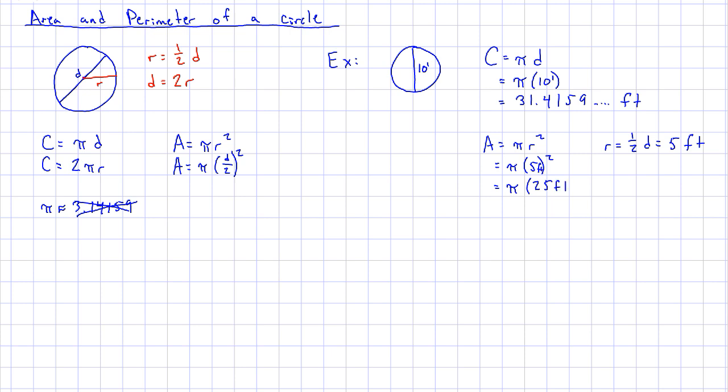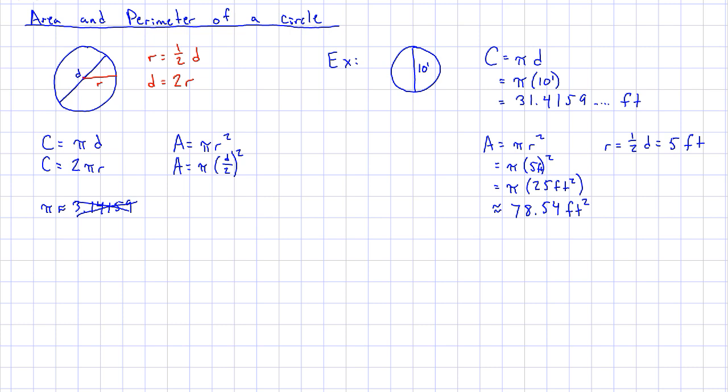25 feet squared. Now pi is a unitless number. It does not have units, so it doesn't contribute anything. The units are all coming from this feet. So it's 5 feet, and then when I square it, it becomes 25 feet squared. And when I plug this into my calculator, I get approximately 78.54 square feet. So that's how you solve the basic circumference and area problems.